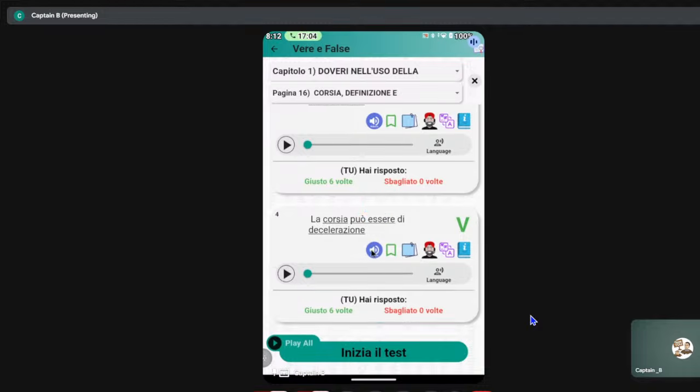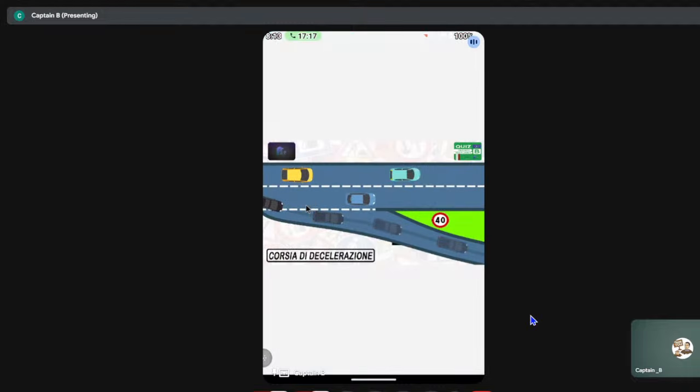La corsia può essere di decelerazione. Now, this is the same word here. You see, "la corsia può essere", lane can be deceleration, meaning the word deceleration here means to come down. Look at it here. Good. This is the deceleration. Acceleration is to enter. Deceleration is to come down. We need to get off the road. Right? To get off the road. That is deceleration. Right? So lane can also be a deceleration.